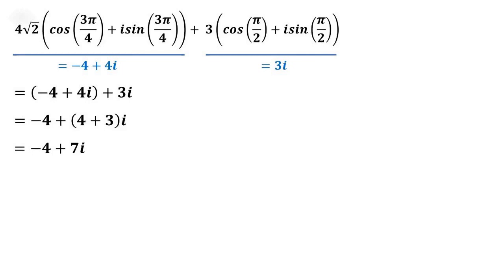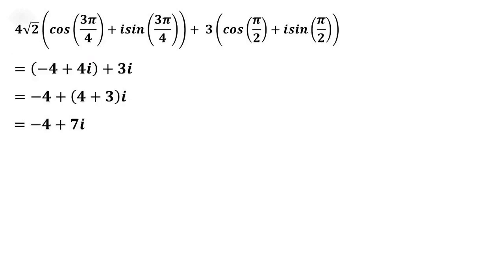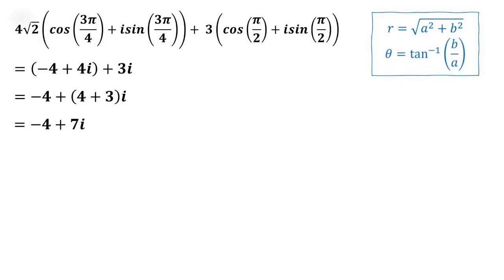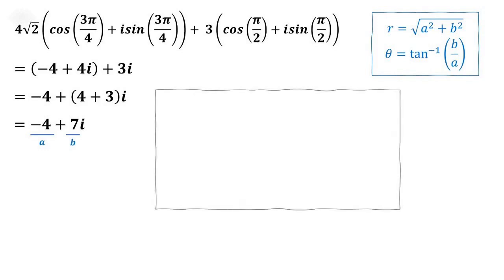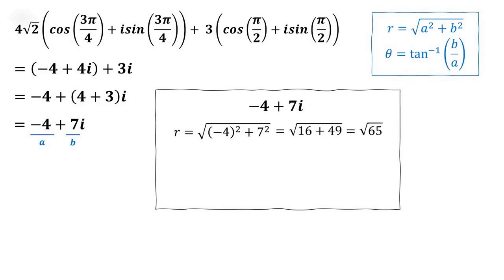To do so, recall the formulas for the modulus and argument. r equals the square root of a squared plus b squared, and theta equals the arctan of b over a. So in this example, our a value is negative 4 and our b value is 7. This gives us that r equals the square root of negative 4 all squared plus 7 squared, which equals the square root of 16 plus 49, which equals square root of 65.